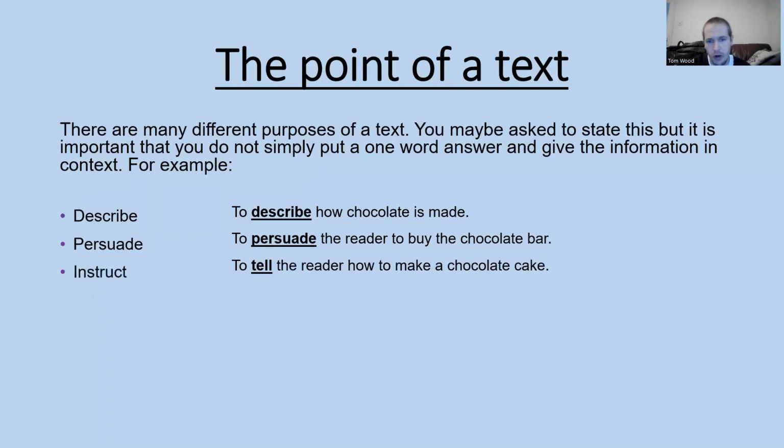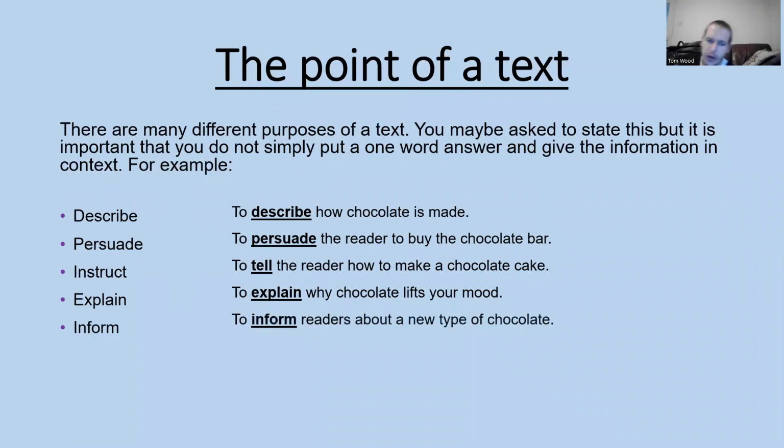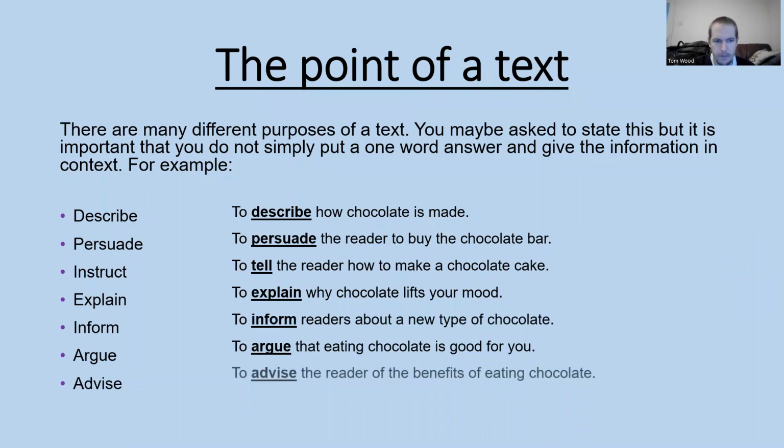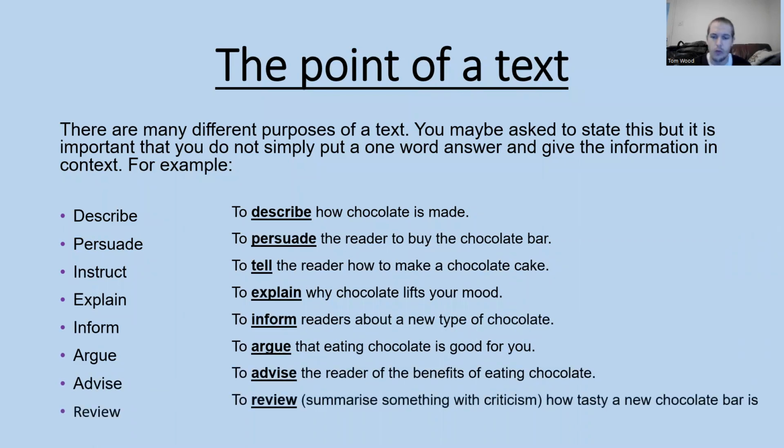It could be to instruct, tell people how to make the chocolate cake, to explain something, to give information, essentially. So to explain why chocolate lifts your mood, so a bit more of a scientific one there. To inform, which is very similar to explain there. So to inform readers about a new type of chocolate. To argue, so to fight your cause or to distance yourself from another point potentially. To advise or to review.